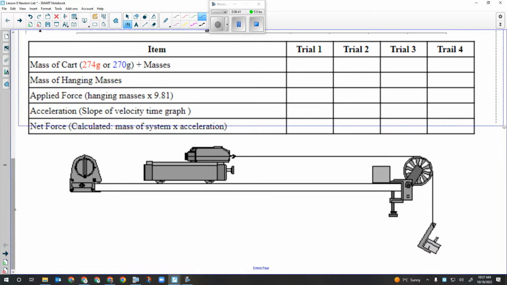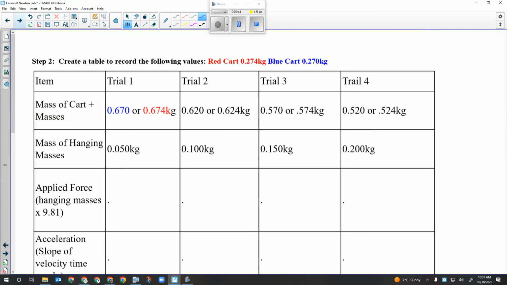In your first trial, I think it tells you here, yeah. So in the first trial, you're going to have this setup. The blue and the red are to tell you the mass of the blue carts and the red carts. Don't ask me why, but the carts have different masses depending on their color. Blue plastic is apparently lighter than red plastic. But for whatever reason, there is a 4-gram difference between the blue carts and the red carts.